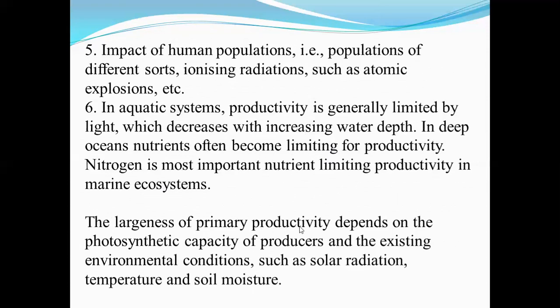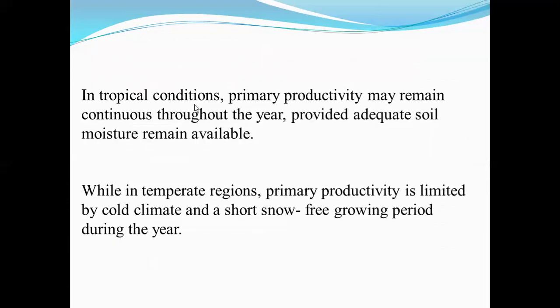The largeness of primary productivity depends upon the photosynthetic capacity of producers and the existing environmental conditions such as solar radiation, temperature, soil moisture, etc. So, in tropical conditions, primary productivity may remain continuous throughout the year, provided adequate soil moisture remains available. Hence, tropical conditions yield the world's largest productivity. While in temperate regions, primary productivity is limited by cold climate and a short snow-free growing period during the year.